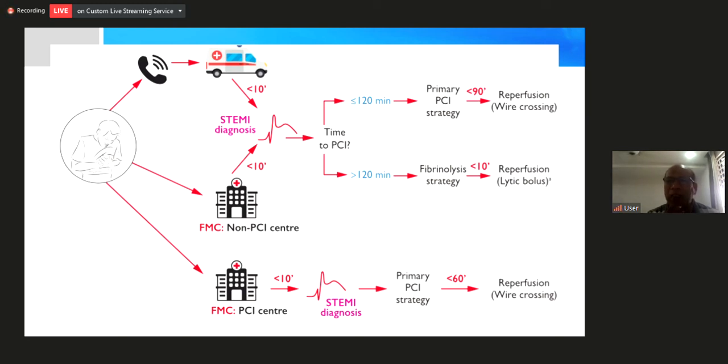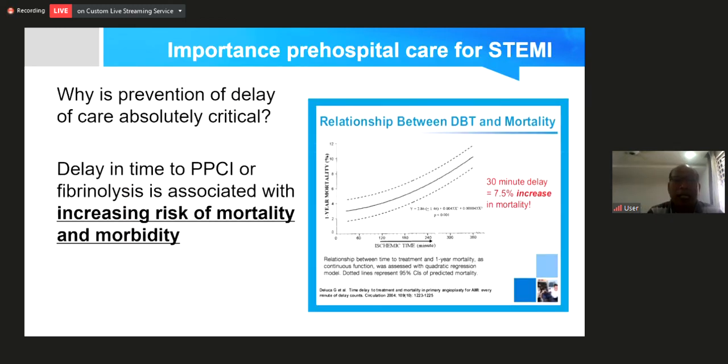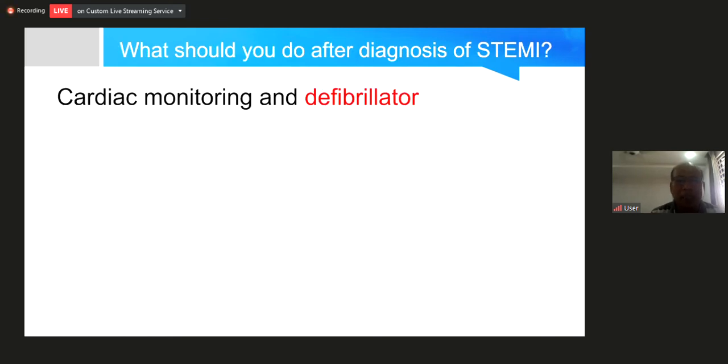Okay, next slide. I think this is very important, the relationship of pre-hospital care and standby. You can see here, it improves mortality by 17%. Next slide, please.